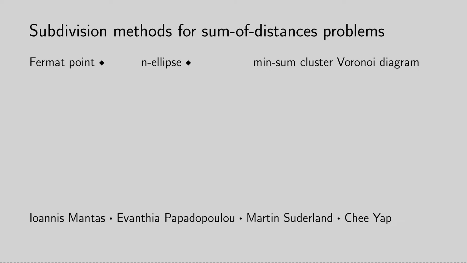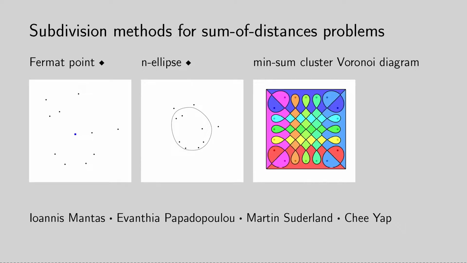We present animations of approximation algorithms for three closely related problems: the Fermat point, n-ellipses, and the min-sum cluster Voronoi diagram. In all cases, we use a box subdivision approach together with soft predicates based on interval arithmetic. Our problems have applications in facility location.